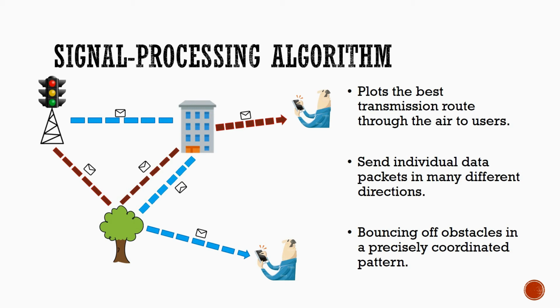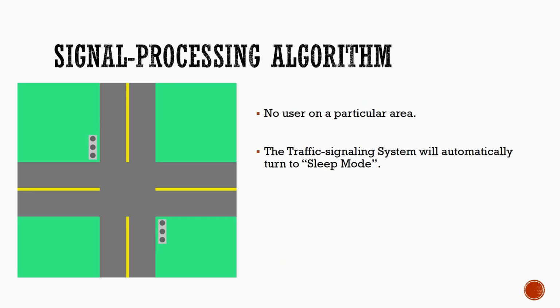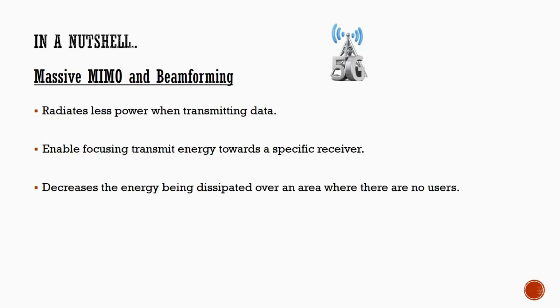Then they can send individual data packets in many different directions, bouncing them off buildings and obstacles in a precisely coordinated pattern. Moreover, when there are no users in a particular area, the traffic signaling system will automatically turn into sleep mode. In a nutshell, the massive MIMO antennas can benefit by radiating less power when transmitting data, making for a more energy efficient system. The utilization of advanced beamforming and massive MIMO schemes also enables focusing most of the transmit energy towards a specific receiver, which in turn decreases the energy being dissipated over an area when there are no users.